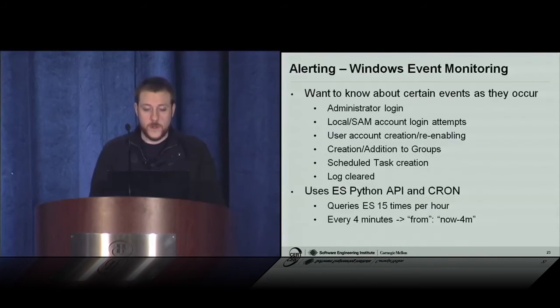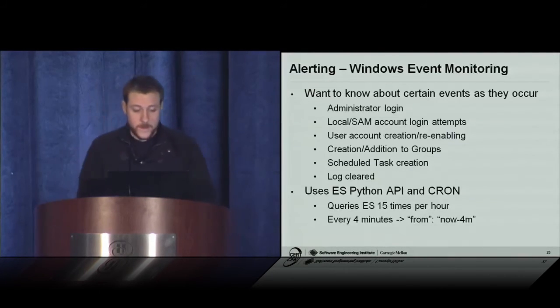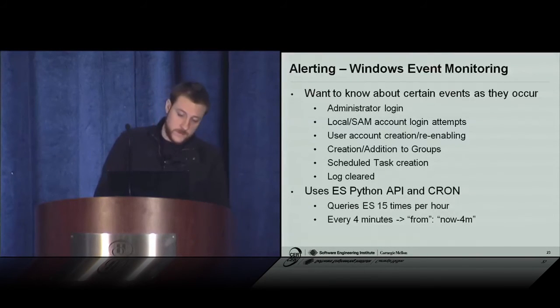Another thing you can do with Elasticsearch, and this is where more of the scripting comes in, we used Elasticsearch to give us some basic email alerts on some Windows events that we wanted to know about pretty much right away, or as close as possible to when they happened. Some of these are administrator login, local account login attempts, because we're in a domain, we shouldn't really see too many of those. User account creations, security group creations, scheduled tasks, log clearing.